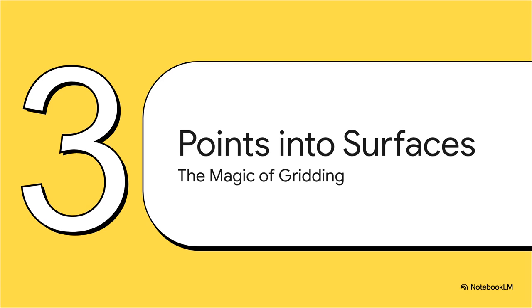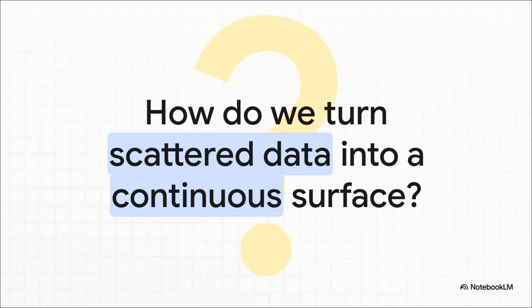So you're probably wondering, how does it actually do that? Well, the magic behind it all is a process called gridding. This is the absolute key to turning all those scattered points into a smooth, continuous surface. Right, so here's the big question. How do we turn a bunch of scattered data points into a continuous surface map? Think about it. You might have data from a few drill holes here, some soil samples over there. How do you connect the dots and create a full picture?